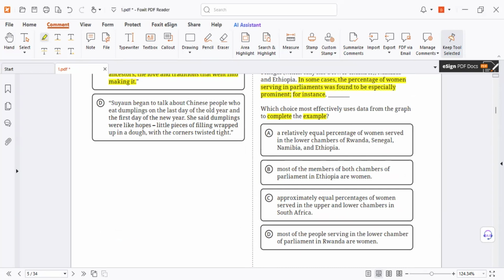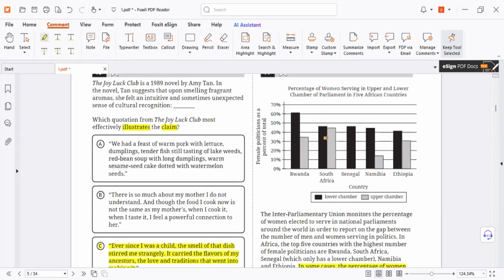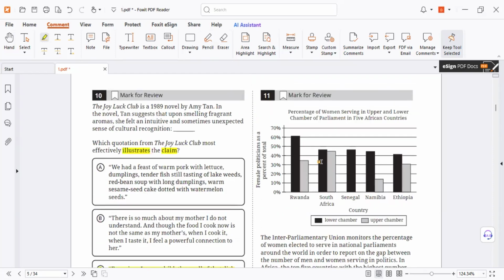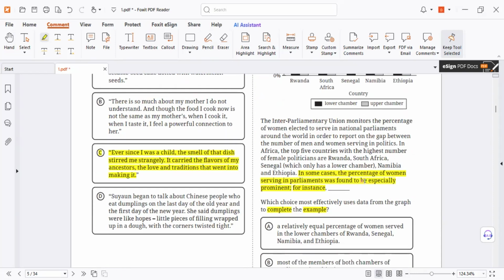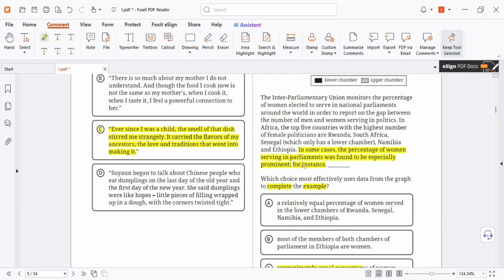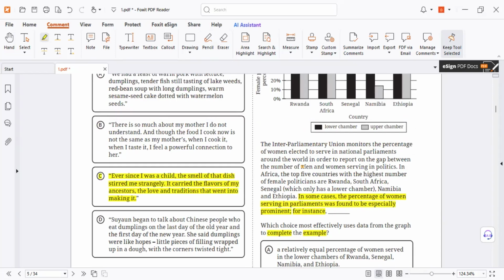Is it letter C? So approximately equal. Where is anything equal here? South Africa. Here it's not equal. This is a simple difference. And remember the example here, he didn't mention only South Africa.